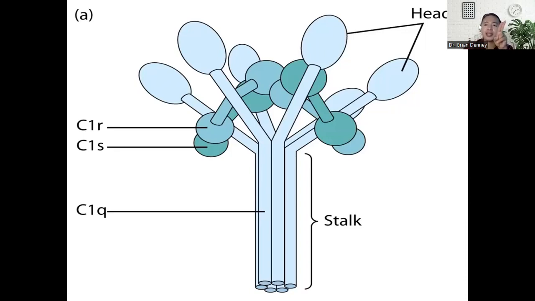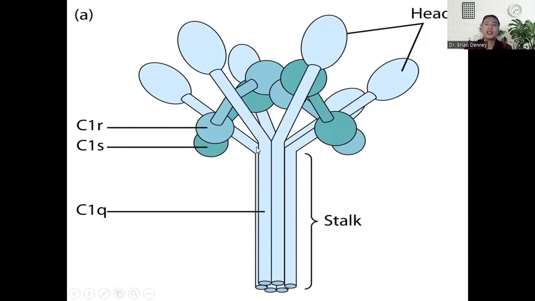And how many paired C1R molecules do you see? 2 of them. So you have 2 dimers of C1R. This is 1, and this is another 1 dimer. The same with C1S. You also have 2 dimer molecules of C1S. So this is 1 dimer and another dimer.